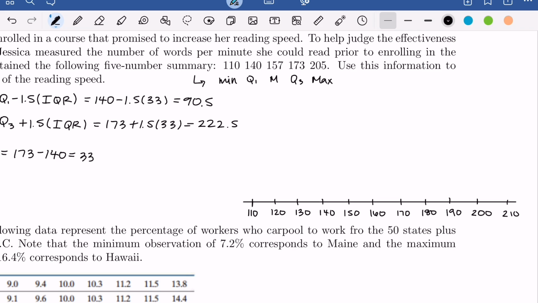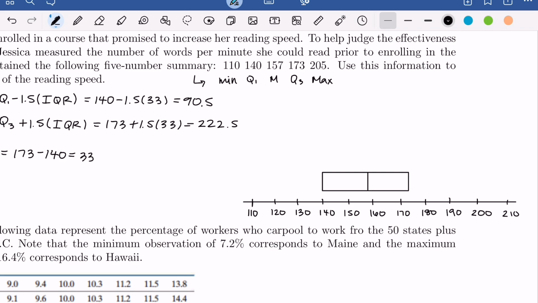Now our second step is we're going to be drawing vertical lines that match up with our Q1 and Q3 values, and then enclosing them in a box. So what I'm going to do is just draw a box there. We have our 140 value, and then our 173 is right about there. So we have this box right here. Then the next thing we want to do is draw a vertical line to represent our median value, which is going to be 157. So that's going to be right about there.